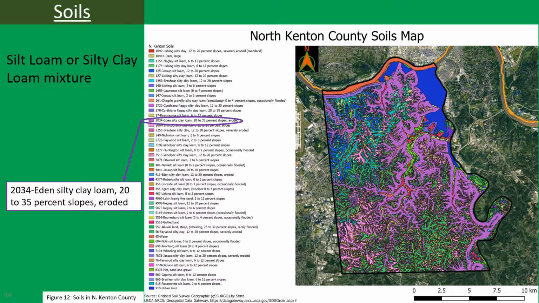The main takeaway from this map is the purple areas that are Eden silty clay loam on 20 to 35% slopes, eroded. This is significant because the purple area covers an extensive amount of the northern portion of the county, overlapping areas of known high elevation, steep slopes, and with underlying Cope Formation, all ripe ingredients for landslides to occur.